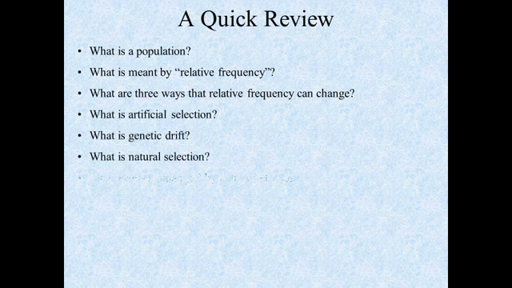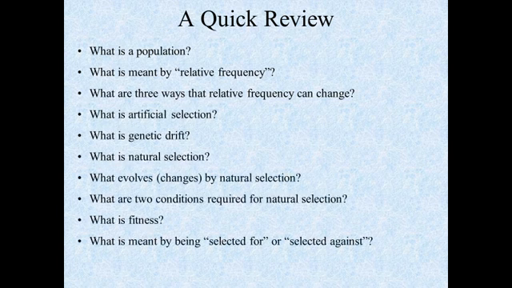Okay, so that concludes all the information, but there are some review questions that I would like you to include on the left-hand page of your notebook. So if you would review, what do we mean by a population? What do we mean by relative frequency? What are three ways that relative frequency can change? What do we mean by artificial selection, genetic drift, and natural selection?